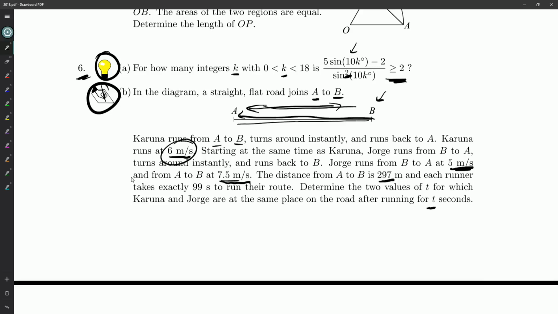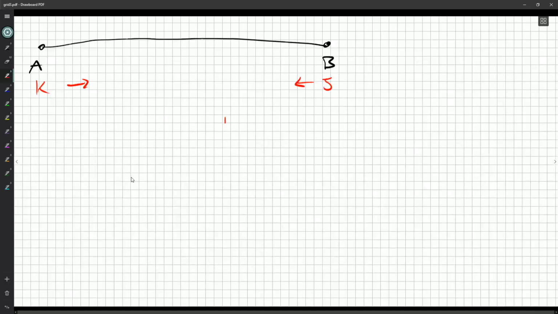Okay. Interesting. So I'm going to draw a timeline picture-y version of this. There's A and B. And Karuna starts running this way, and Jorge starts running this way. Eventually, they're going to pass each other. Maybe at some point here. Jorge runs a little slower, so I feel like it's going to happen closer to B than it is to A. So that's a time T that we want.